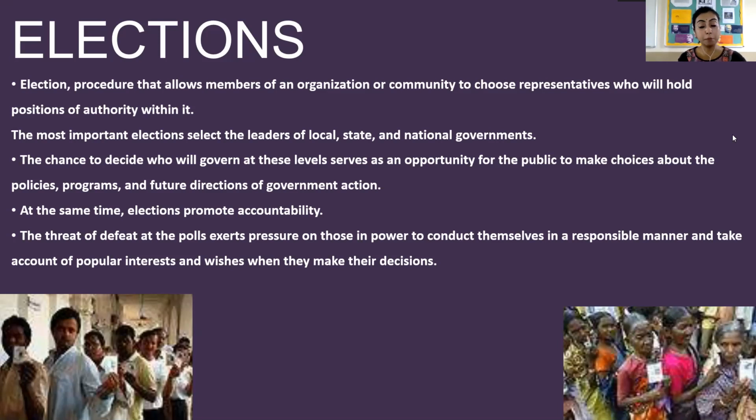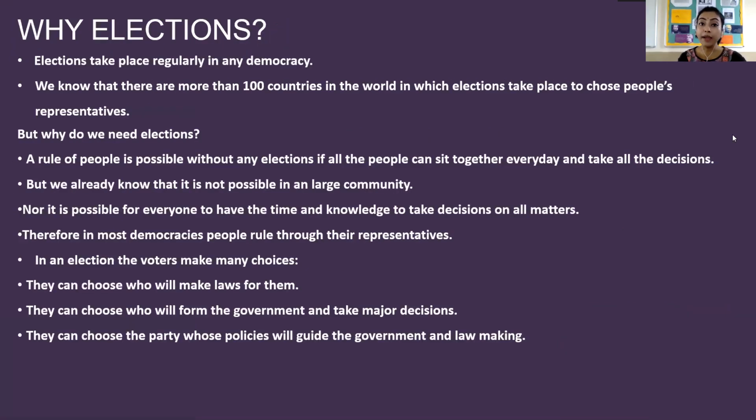So this is about the meaning of election. Now, why do we need elections? Have you ever questioned yourself why it is necessary to have elections? First of all, as I said, election is necessary because it is the basic feature of a democratic country. If a country is democratic in nature, elections have to be conducted where the common people choose their leader. But why do we need it?